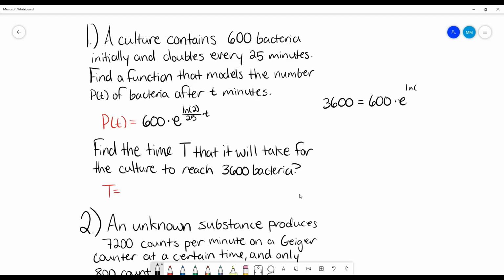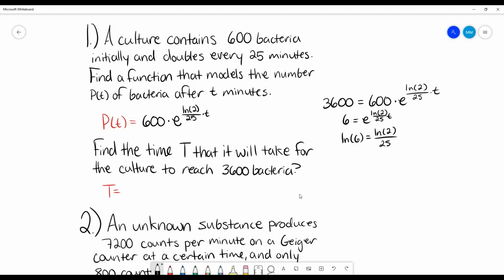So I'm going to get this. And now we're solving for t. It's a capital T I could use there this time, but for right now it doesn't really matter because I just know that this is what we're solving for. If I divide this out, 3,600 divided by 600 is going to be 6, equals all of that again. And to get rid of this e and isolate it, I'm going to take the natural log of both sides.